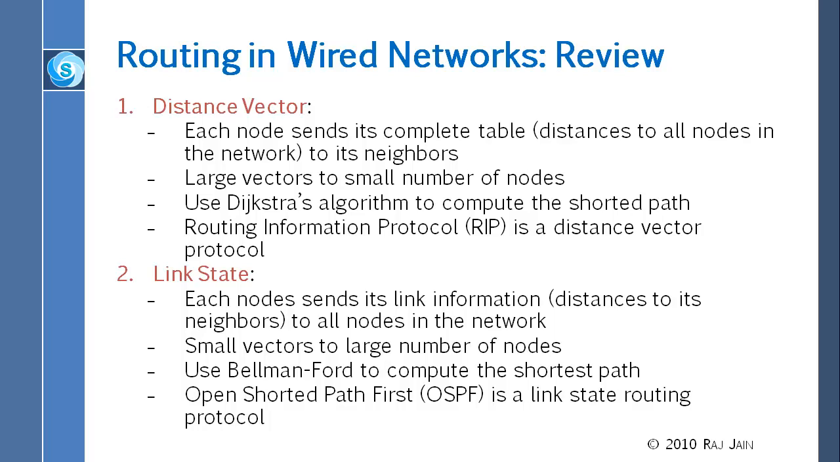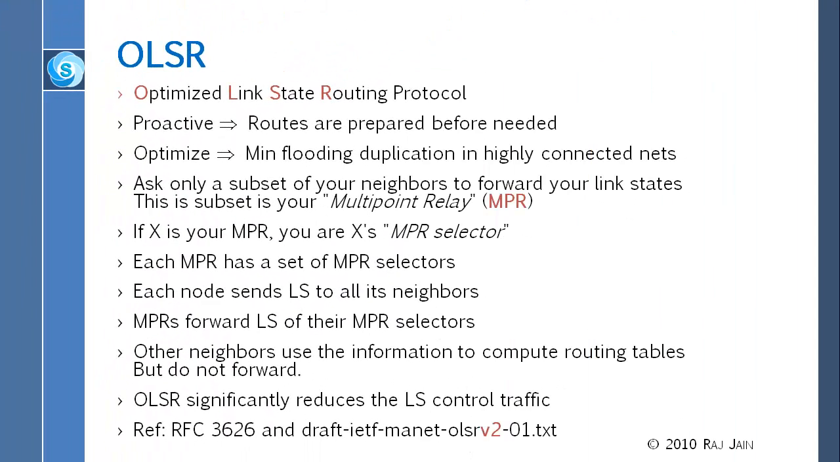So big information to a small set of people, or link state where we take small amount of information to a large set of people. We send it to the whole network. So that is the link state. Small vectors to large number of nodes, and we use an algorithm called Bellman-Ford's algorithm to compute the shortest path. Alright, so then we can go into link state and so on and so forth now, because we are going to use these words in wireless.